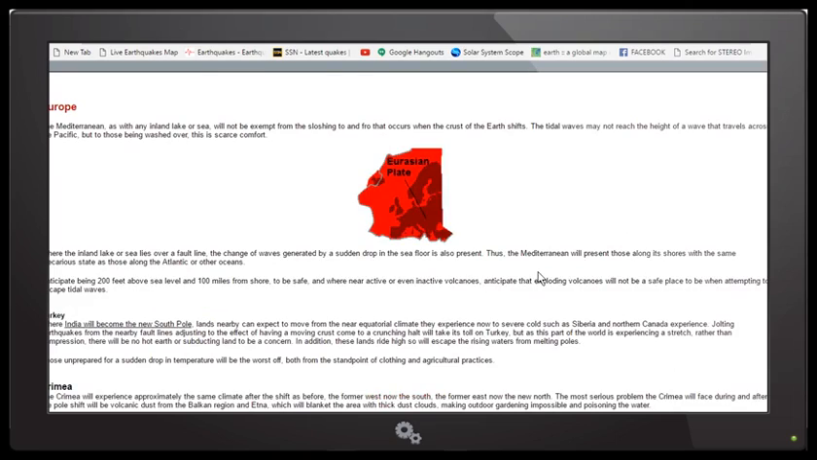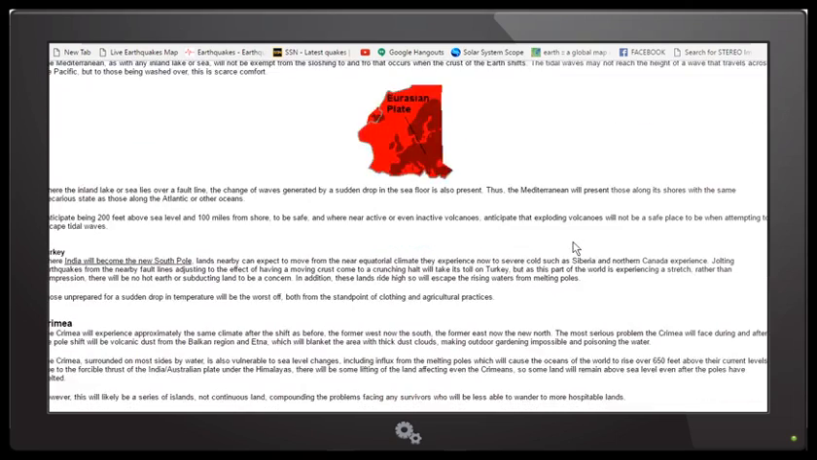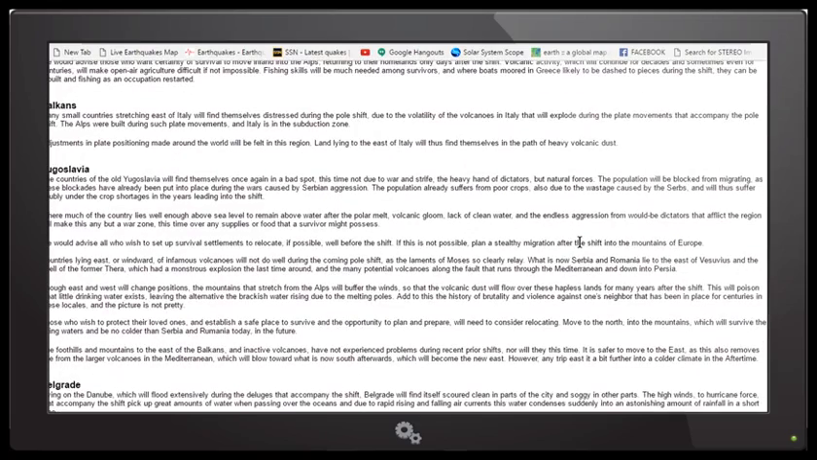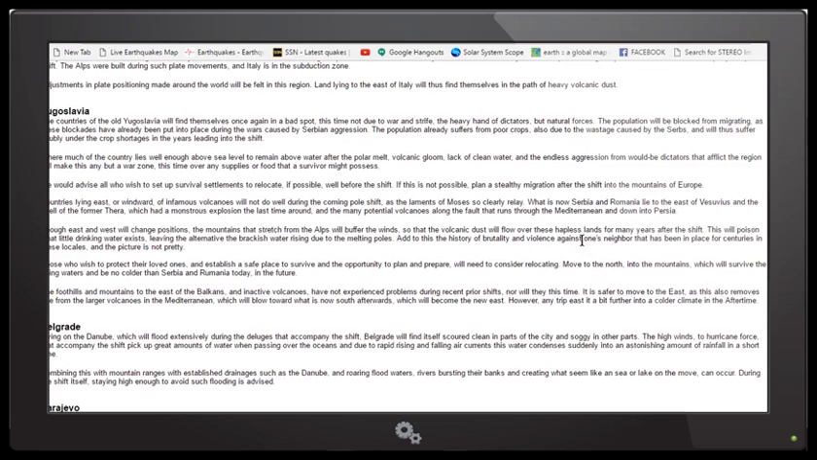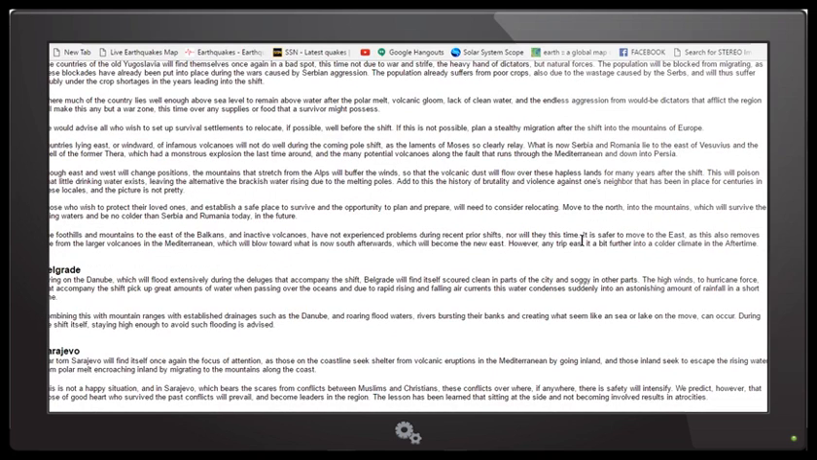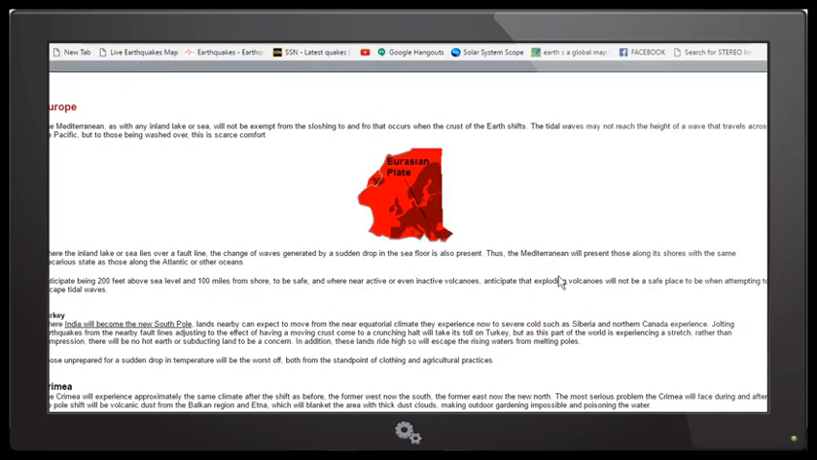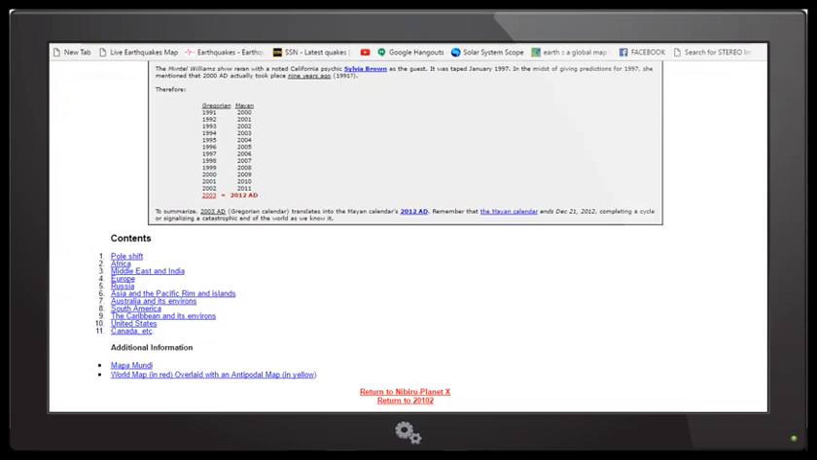Here's one for Europe. It goes country by country, and it talks about the geographical areas of these countries where it would be safe, what is not safe, what to look out for, where to go. So there's a wealth of information here. I'll provide all of this for you.